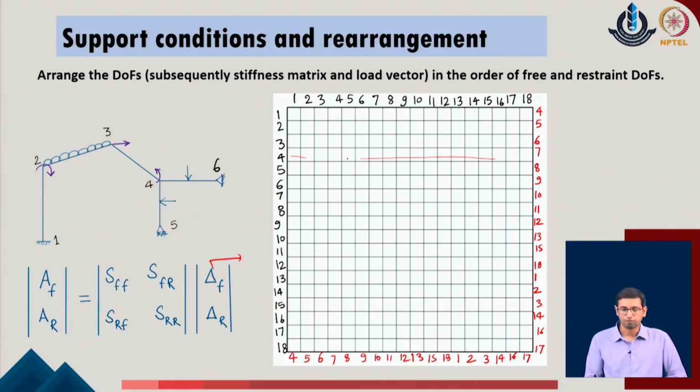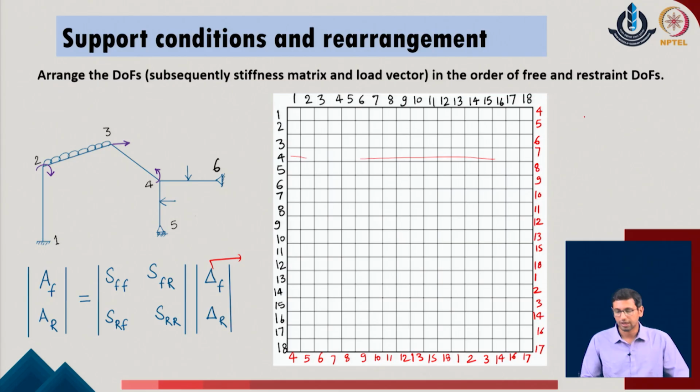So, the initial stiffness matrix, which was 18 cross 18, we will change all the rows of the system in this order, and we will also change the columns of the system in this order, and this way we get a new stiffness matrix of the given system, which is a rearranged stiffness matrix. As we are doing this procedure with the stiffness matrix, we must recall that the same thing also needs to be done with the force vector.